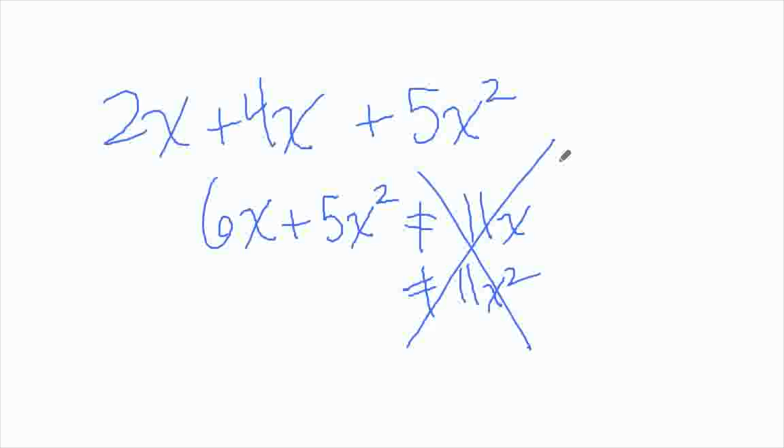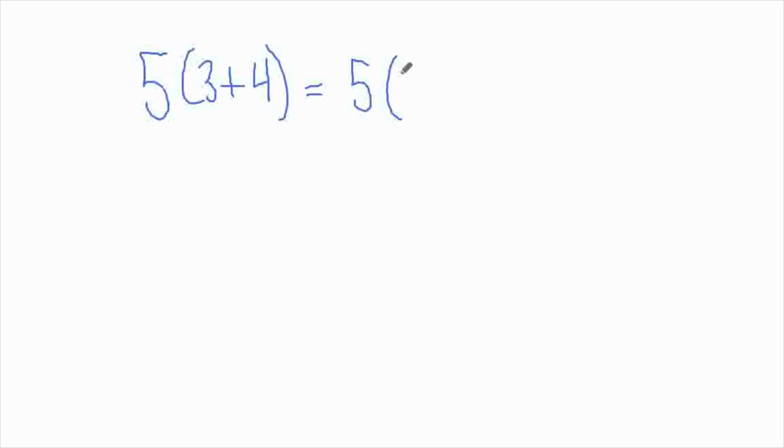Now another concept related to expressions is dealing with parentheses. If you have 5 times a sum in parentheses like this, you can work it out, and first of all, this is 5 times 7 because the parenthesis gives us 7.